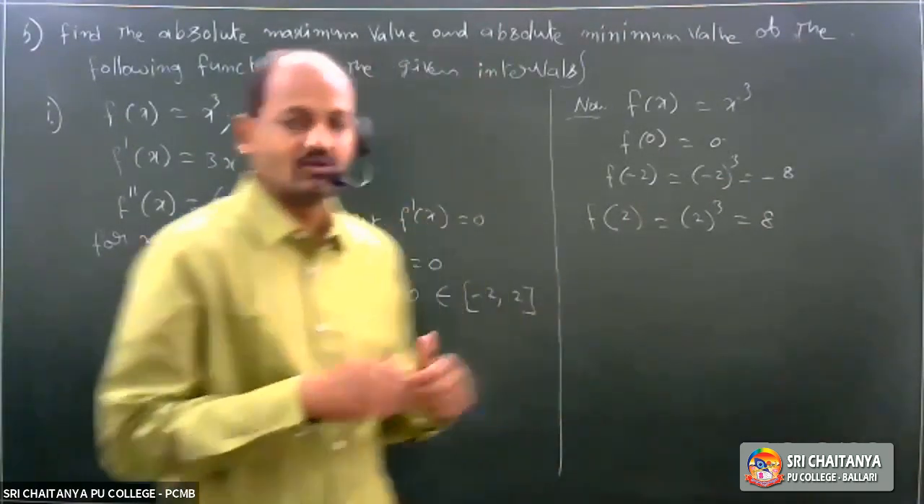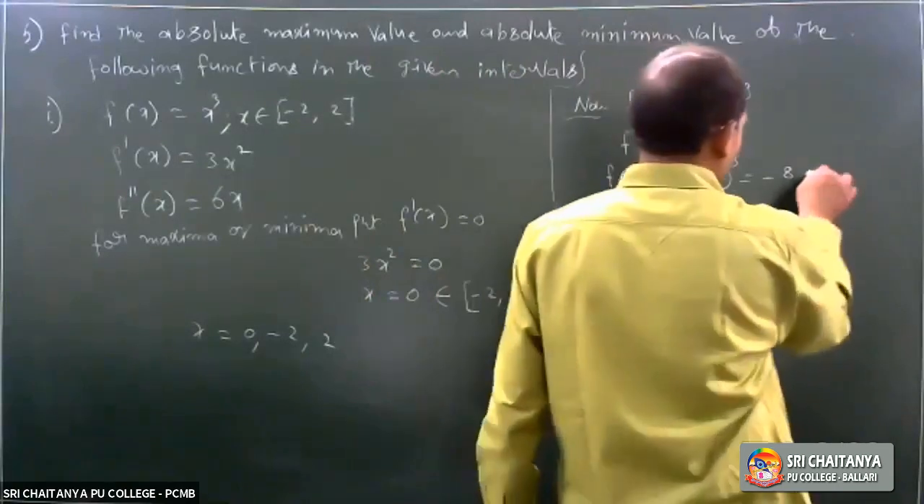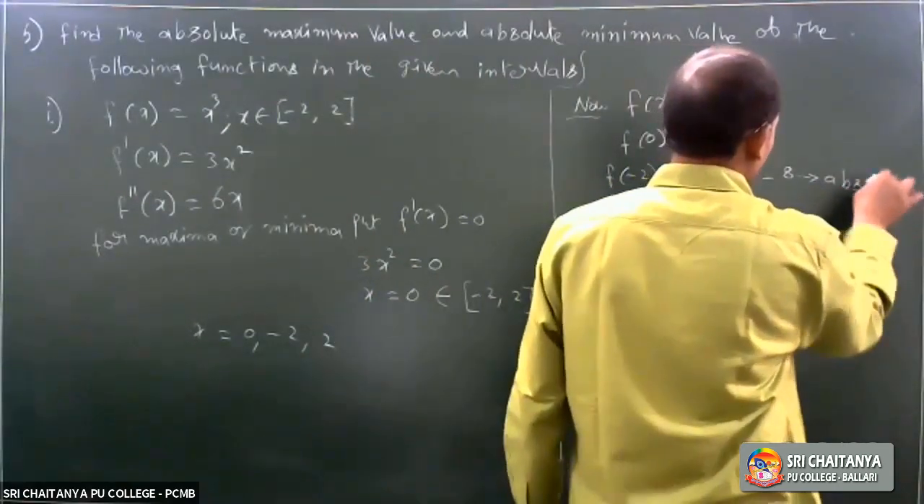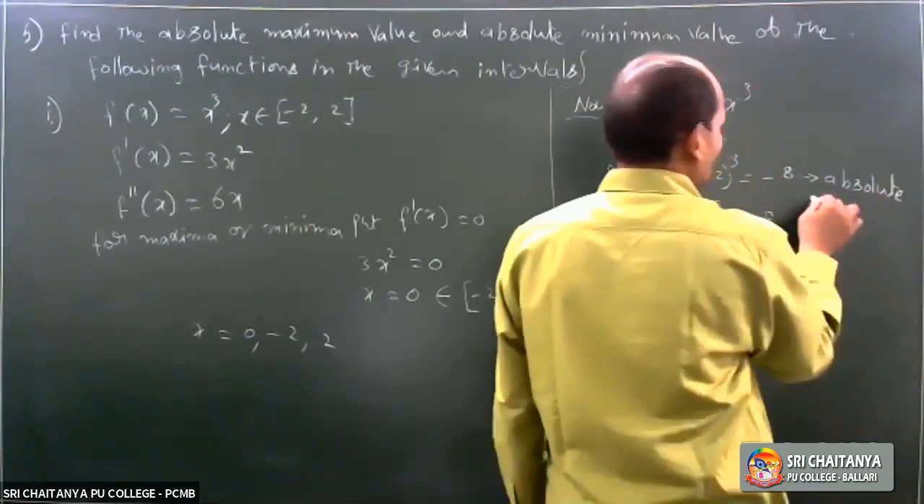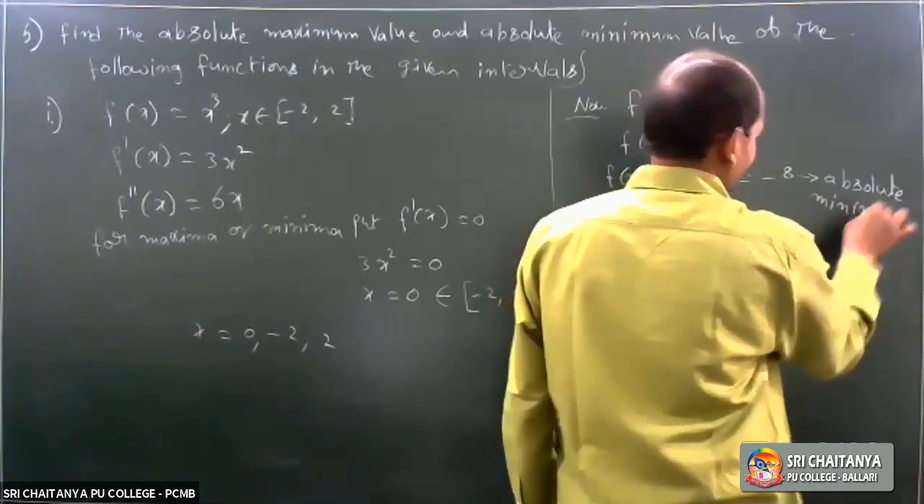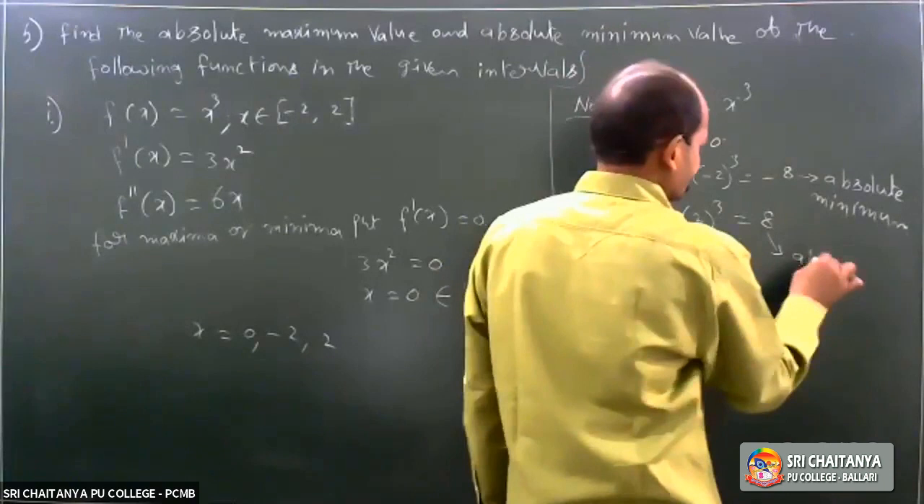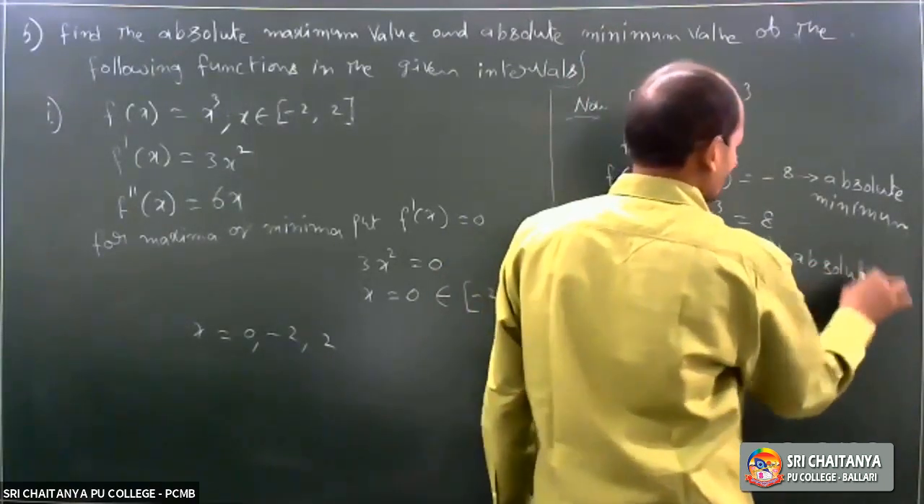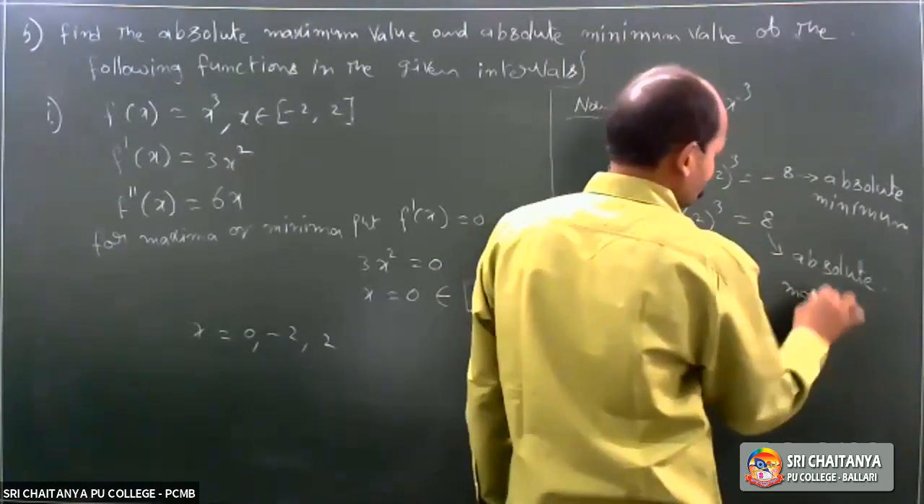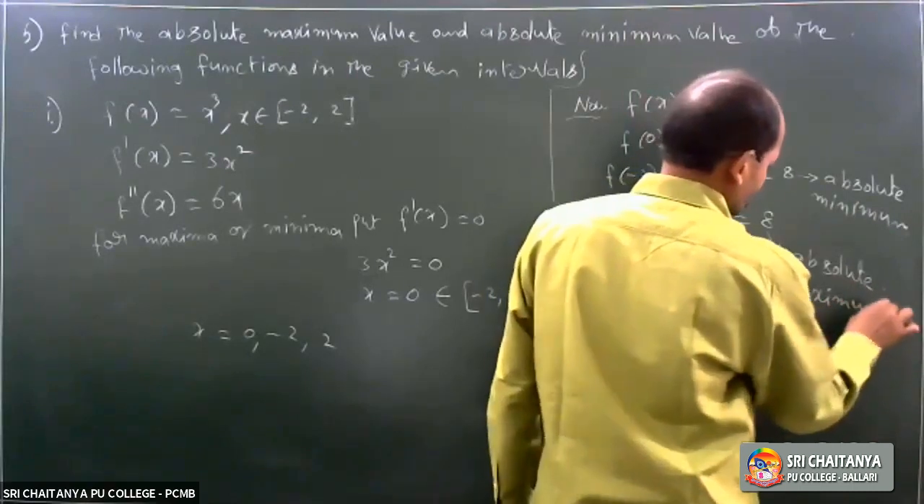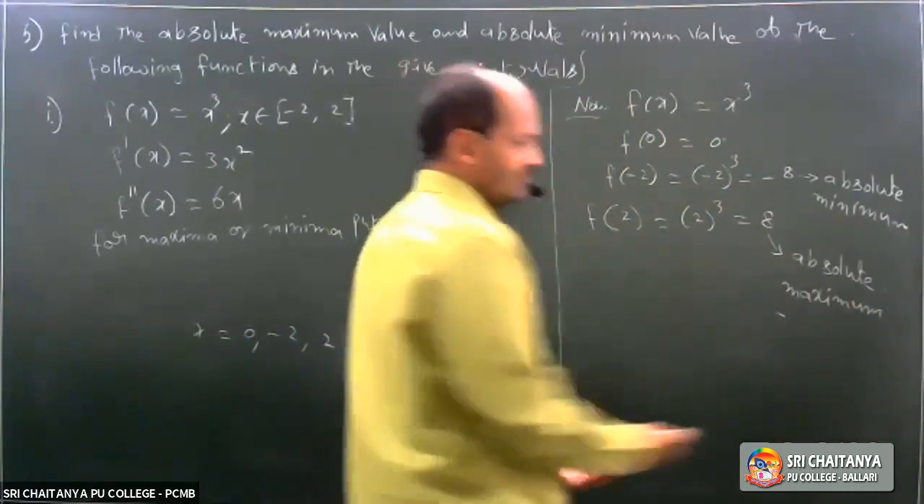Okay? Absolute maximum value. It is absolute minimum. It is absolute maximum. Maximum value.